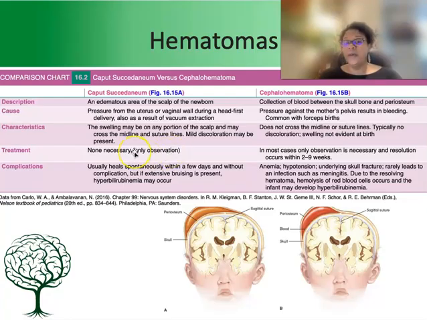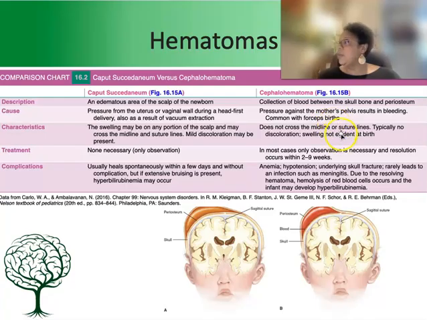And so if an OB person is doing a C-section and they do 4 pop-offs, and we hear that in report, we're a little bit concerned, because we're not supposed to do any more than 2 pop-offs. Okay. All right. So then let's talk about the cephalohematoma.